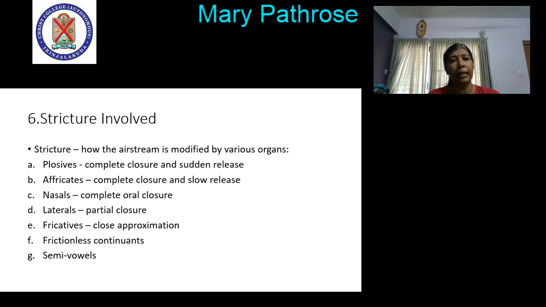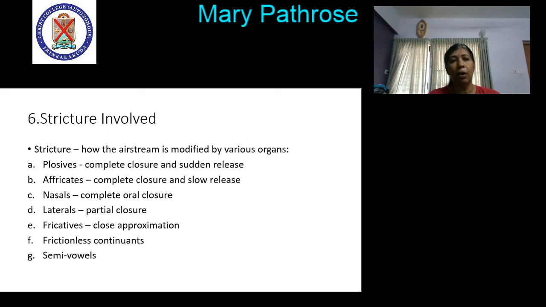The last criterion we take into consideration while describing a consonant sound is the stricture involved. By the term stricture, we mean how the airstream is modified by various organs. The air coming from the lungs passes through several organs before it is thrown out into the atmosphere, either through the nose or through the mouth. So, en route, it is modified by these different organs involved in the production of speech. So the manner in which the airstream is modified is referred to as stricture.